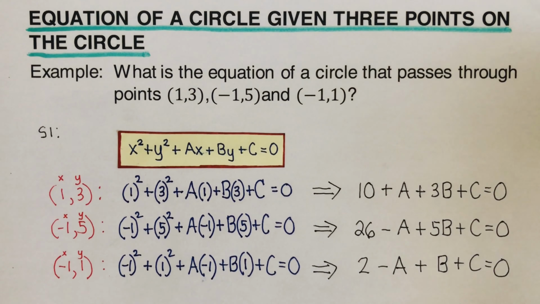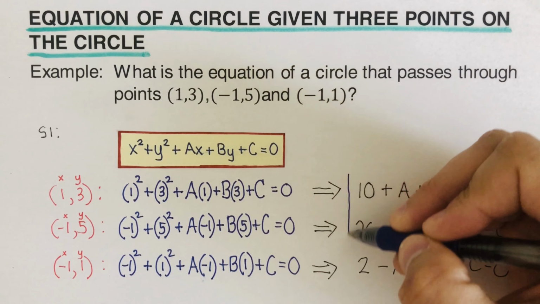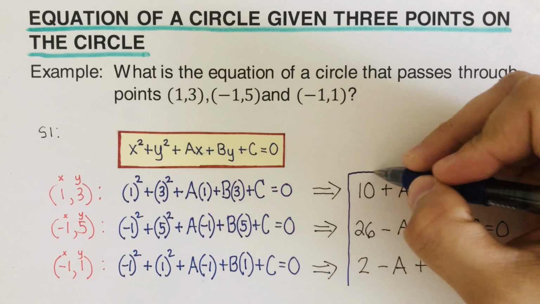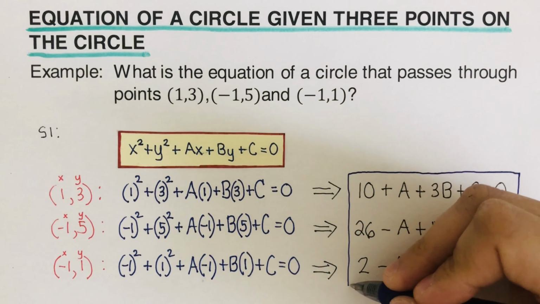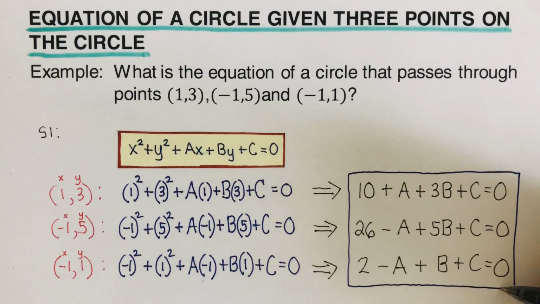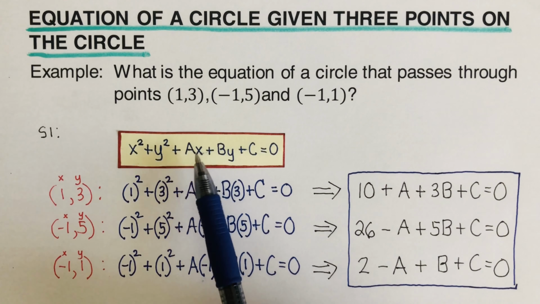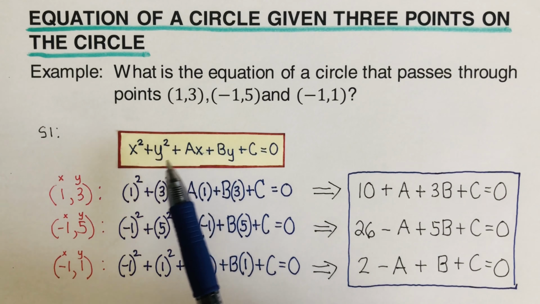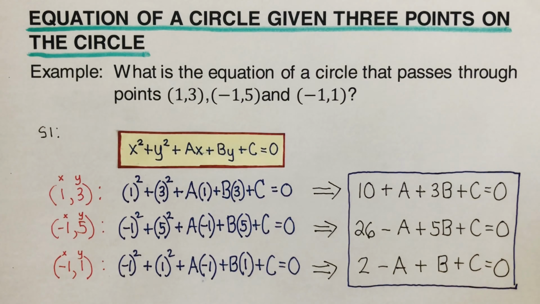Perfect. Now these three equations that we have here are the ones that we are going to need in order to come up with an equation for this circle that will have these 3 points. Again, these three equations were derived from the general form of a circle where we plugged in each of the points that are given to us.